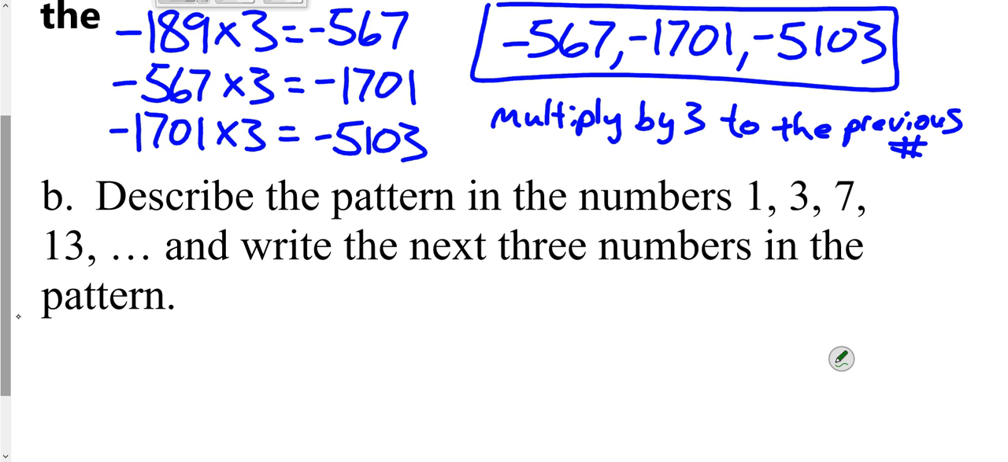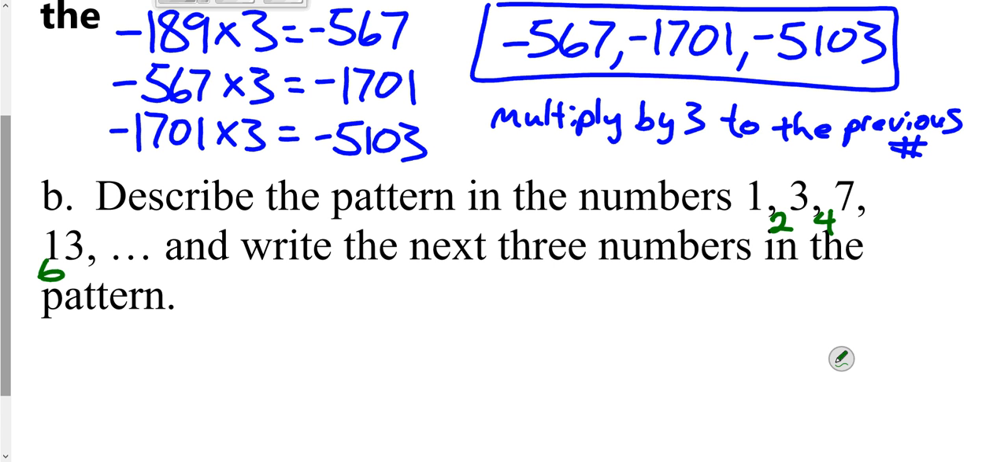But if we notice, the difference between 1 and 3 is 2, and the difference between 3 and 7 is 4, and the difference between 7 and 13 is 6. Maybe the difference between 13 and the next number is going to be 8. So that looks like a good pattern we can go with.